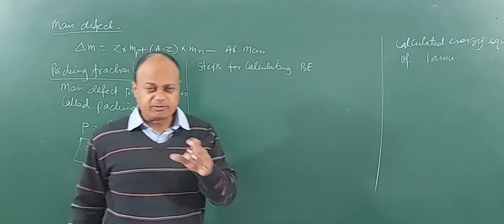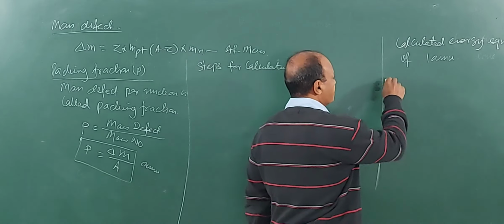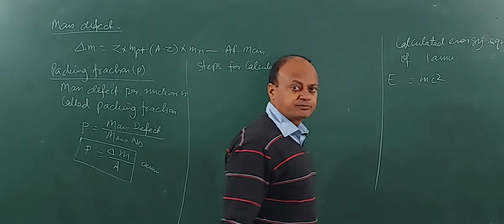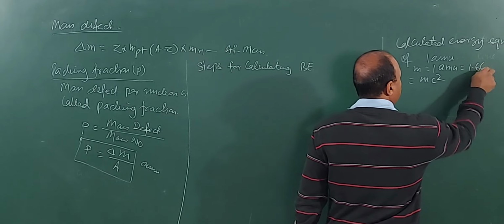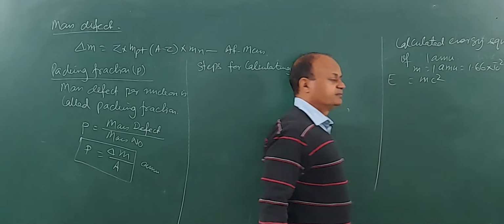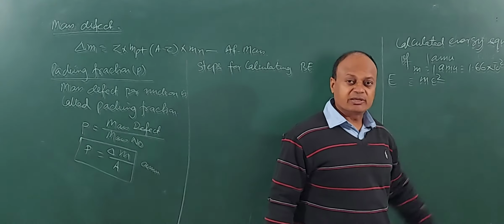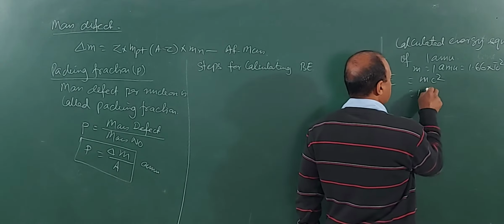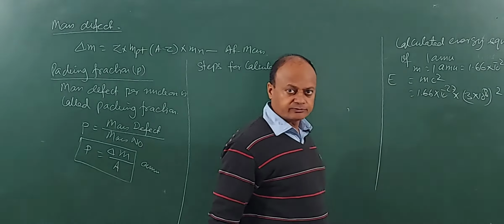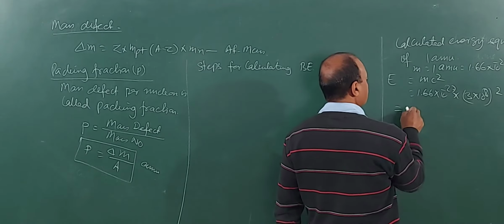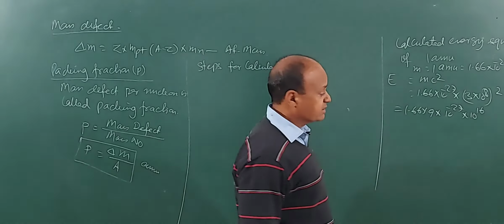Suppose one atomic mass unit of mass is converted to energy, how much energy will be released? Then I will be using which equation? E is equal to m into c square. Now, how much is mass? Mass is 1 AMU, and 1 AMU is how much? 1.66 into 10 to the power minus 27 kilogram. So, if I want to calculate the equivalent of 1 AMU of mass defect, I will take m equal to 1.66 into 10 to the power minus 27, into the speed of light 3 into 10 to the power 8, squared. Clear? So, this will be 1.66 into 9 into 10 to the power minus 27 into 10 to the power 16. You will solve it and this will be in joule.